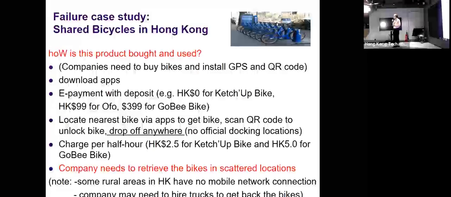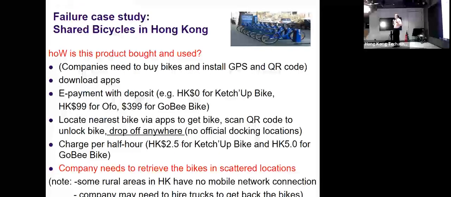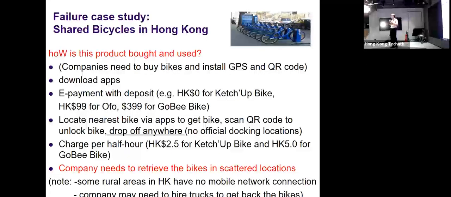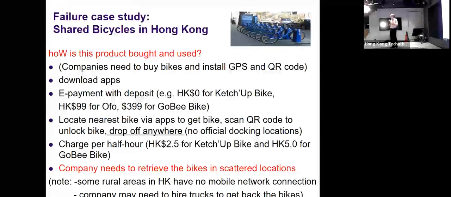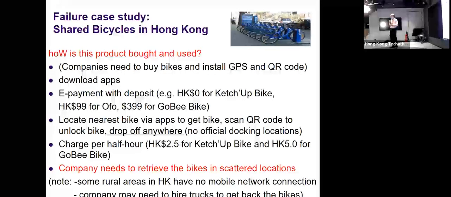Now it's interesting, as a company, those six, seven companies only need to buy the bike, install the GPS, get a QR code, and that's it. But the problem is there is nowhere to technically park the bike, so you need to have a van or a truck to collect the bikes back to some of the destinations, and then it's very expensive.